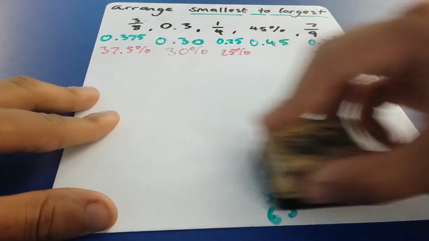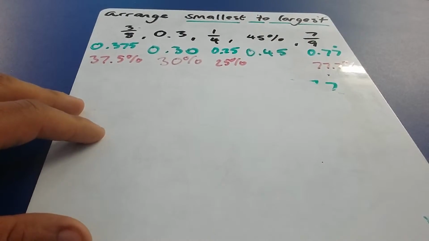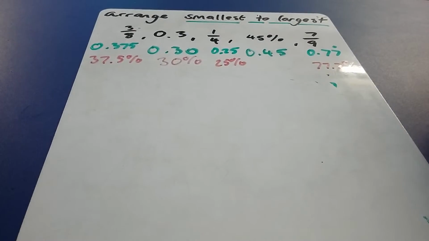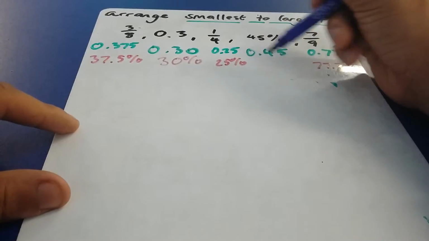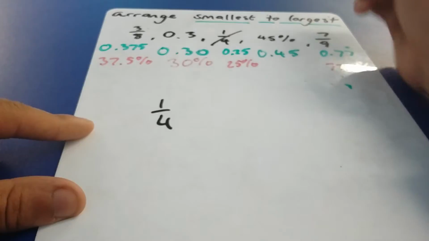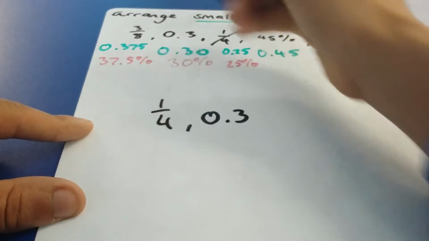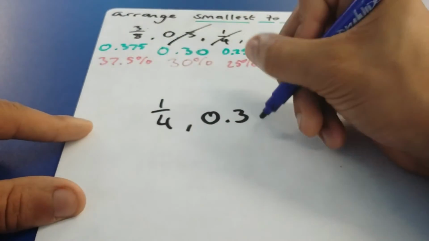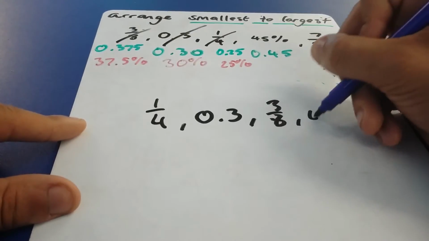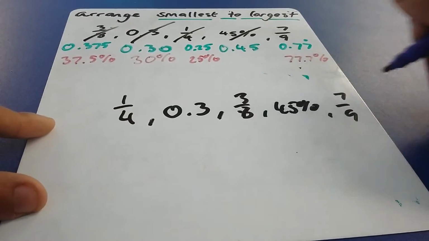So now we've got all 5 of these numbers that we started off with as a percentage and a decimal. So I can start writing them down in order. So the smallest one, 25%, that's a quarter. Cross that one off. My next smallest one will be 0.3. Cross that off. My next smallest one is 3/8. Cross that off. And my next smallest one is 45%, leaving 7/9 there.